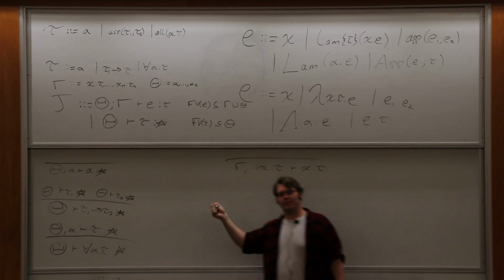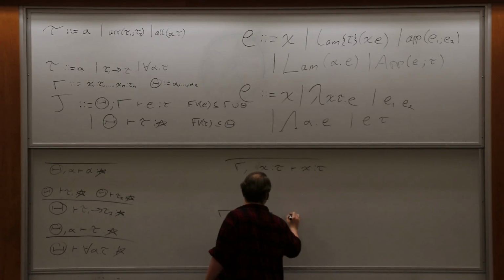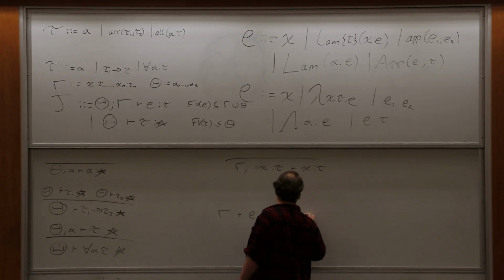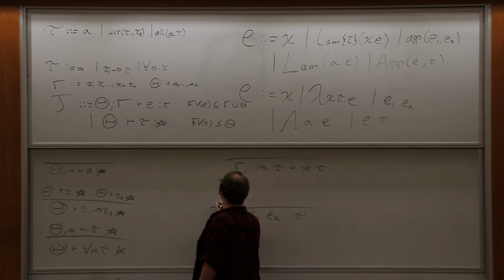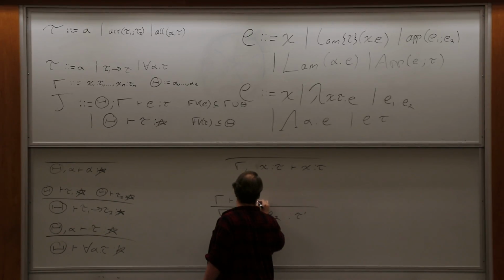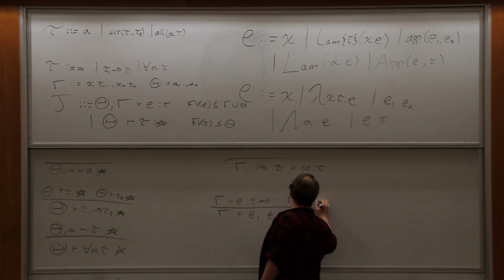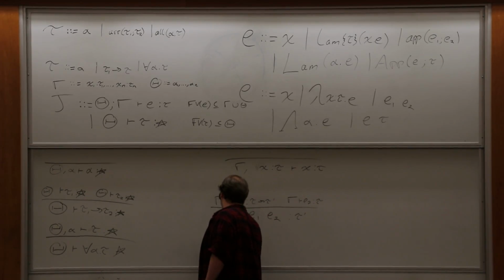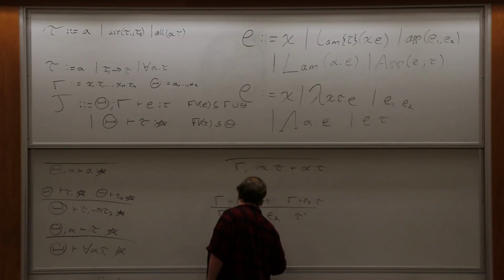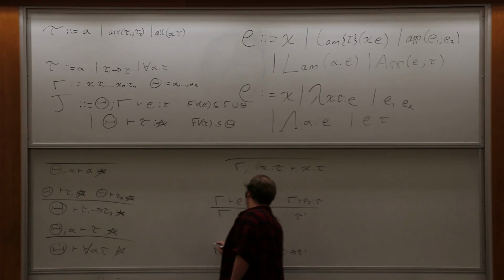The rules for simply typed lambda calculus were this. We had an application: E1 applied to E2 has the type tau prime if E1 has the type tau arrow tau prime and E2 has the type tau. And then the abstraction rule: lambda x of type tau dot E has type tau arrow tau prime.